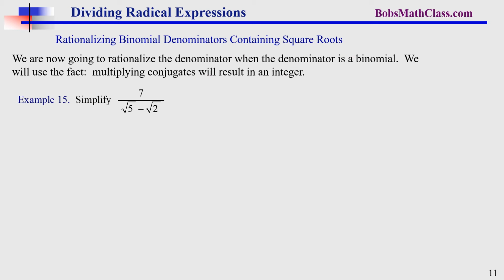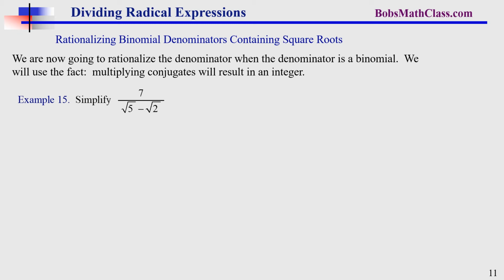Okay, now we're going to talk about rationalizing binomial denominators that contain square roots. So we're going to rationalize the denominator when the denominator is a binomial. That means there's a plus or a minus in between two terms. And we talked about this in the previous video, that whenever you multiply conjugates, the result is an integer. Okay, so the conjugate a plus b and a minus b are conjugates of each other.